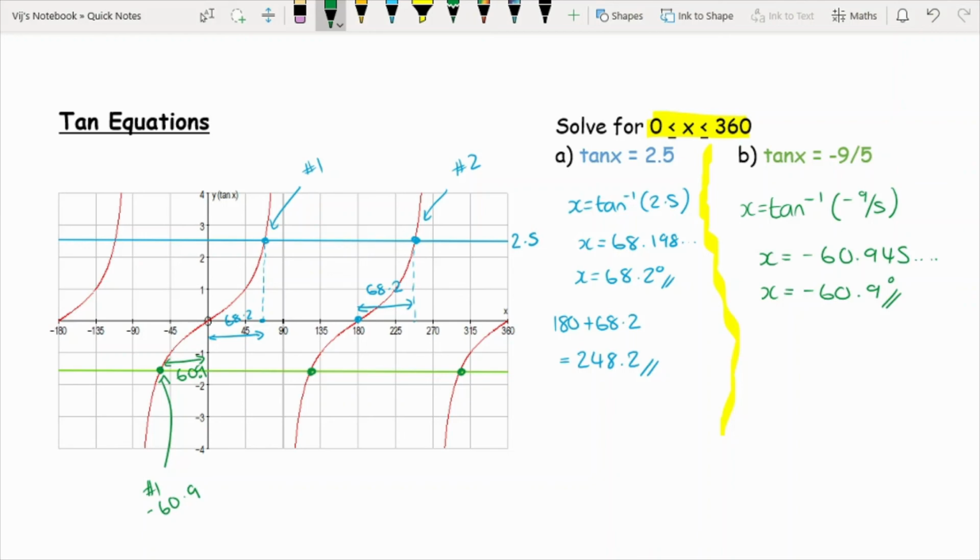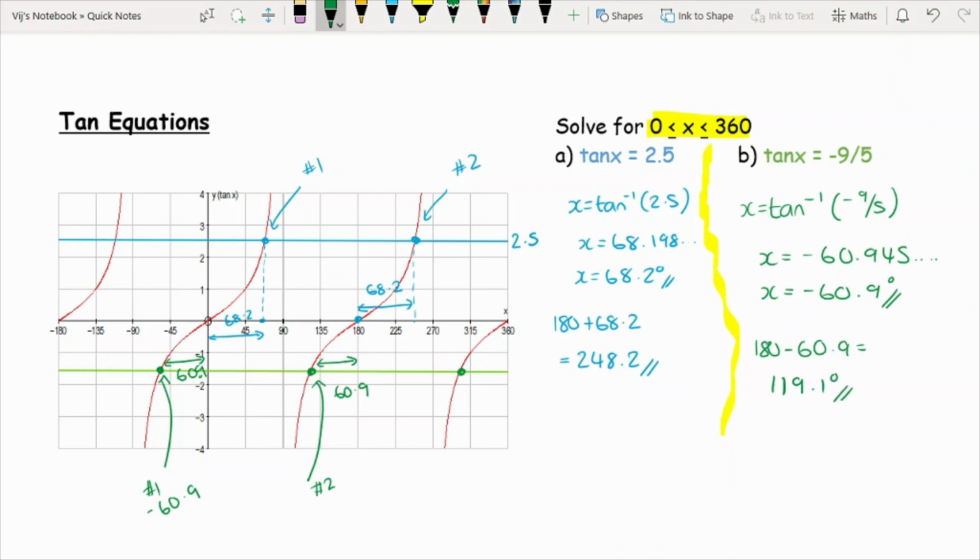So to find this angle here, which is in my valid range, we're going to label this as my second angle, that from the origin this distance here is 60.9. So to find that first angle, what I need to do is 180 minus 60.9, and I type that into my calculator, in which I get my first valid answer of 119.1 degrees.